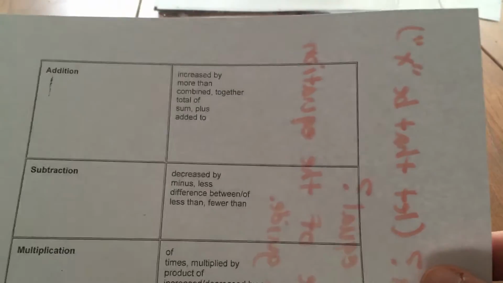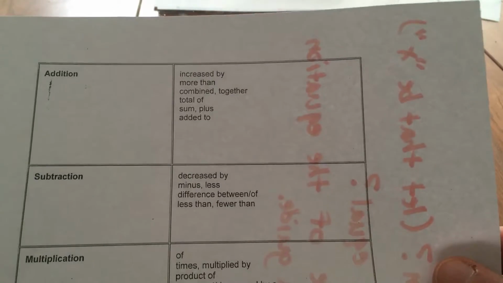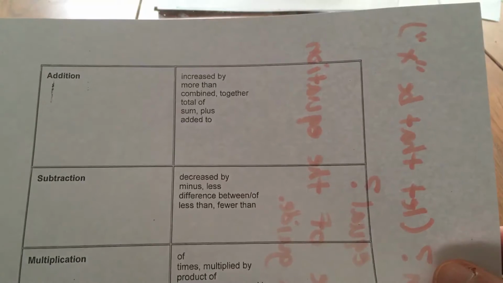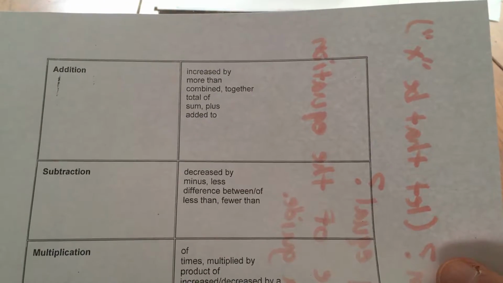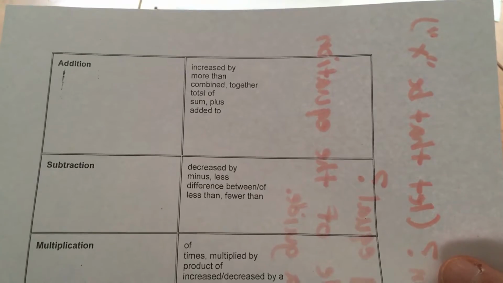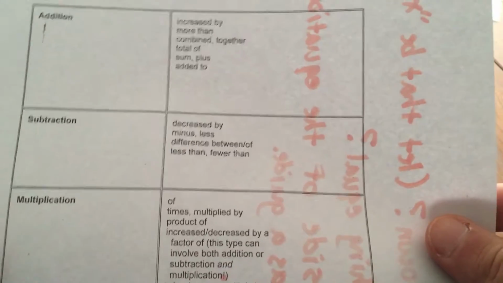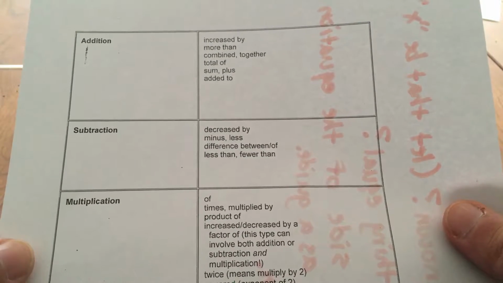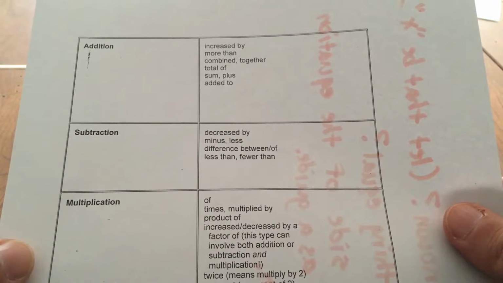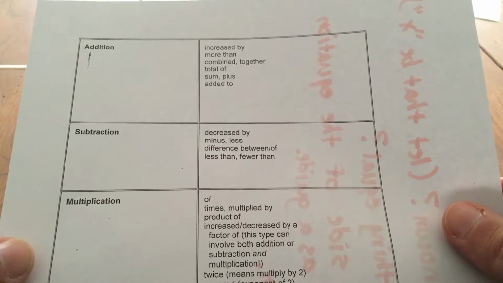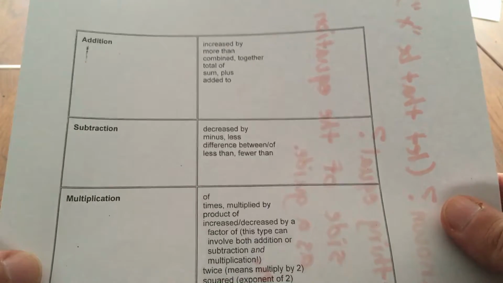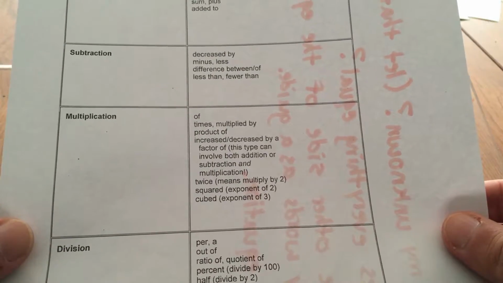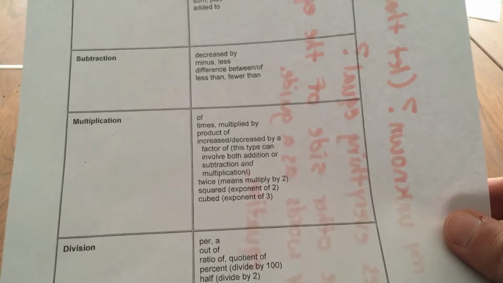These are not all of the terms that exist, but this is a comprehensive list of the most common ones you'll see. For addition, you'll see things like increased by, more than, combined, together, total of, sum, plus, or added to. So any one of those terms means addition. For subtraction, you'll see decreased by, minus, less, difference between or difference of, less than, or fewer than. For multiplication, you can have of, times, multiplied by, product of, increased by a factor of.